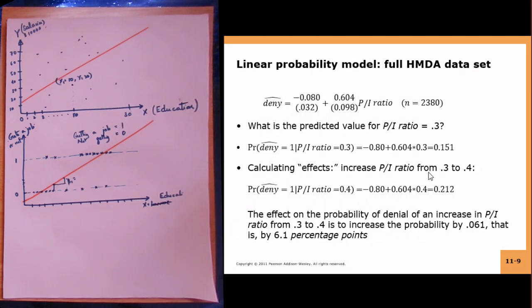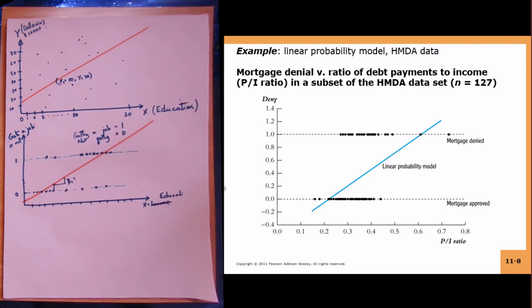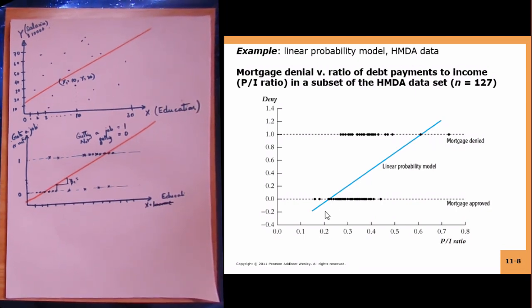So if you look at the LPM model, you are fitting a line. Now this line can predict values of probability which are less than 0. So over here, for a PI ratio of 0.2, you are predicting a negative probability, and for a PI ratio of 0.75, you are predicting a probability which is greater than 1, both of which are not possible, right? You can't have a probability value less than 0 or greater than 1. So this is one of the primary problems.